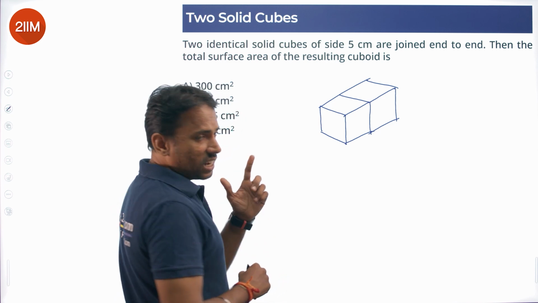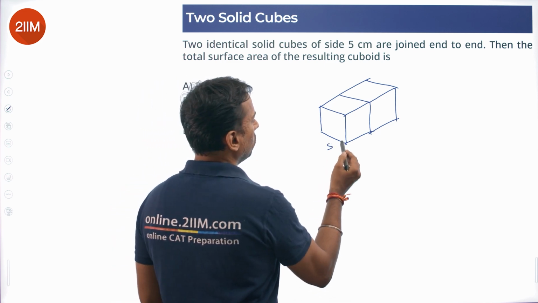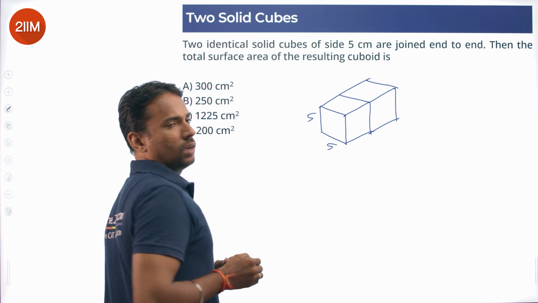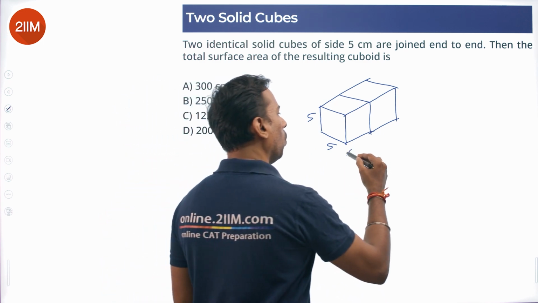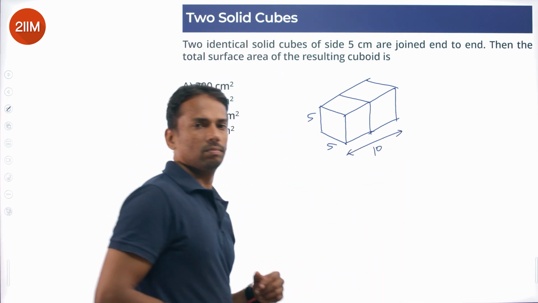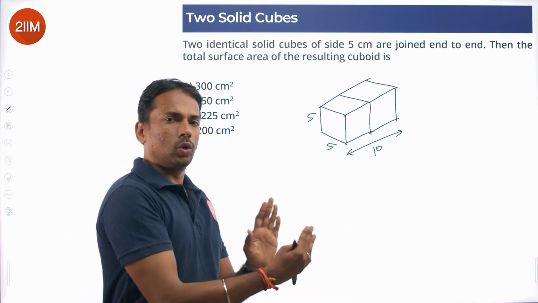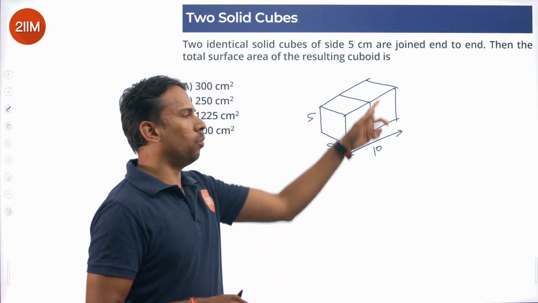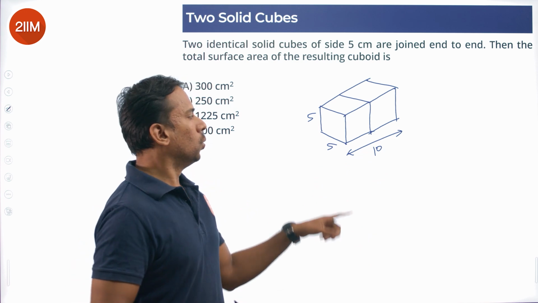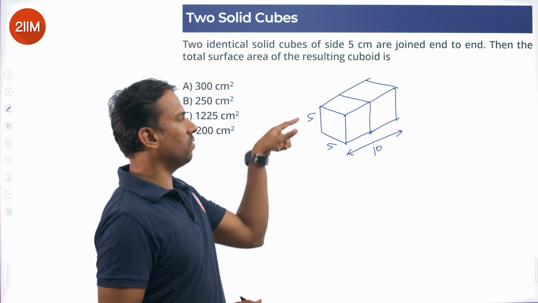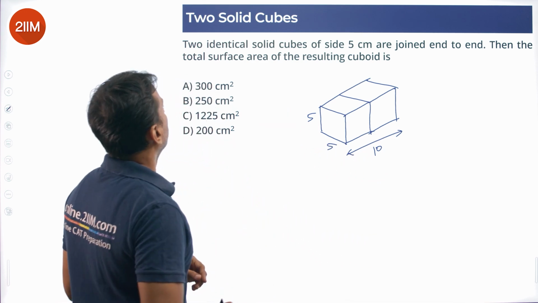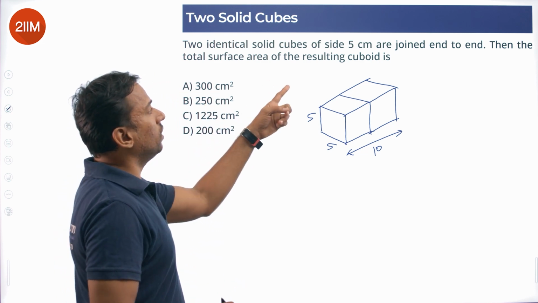So we have the side given to be 5. That means this will be 5, this will be 5. The breadth and height will be 5. This whole length will now become 10. So now once the two cubes are merged, the new shape you will be getting is a cuboid whose length is 10, breadth is 5, height is 5. Question: then what is the total surface area of the resulting cuboid?